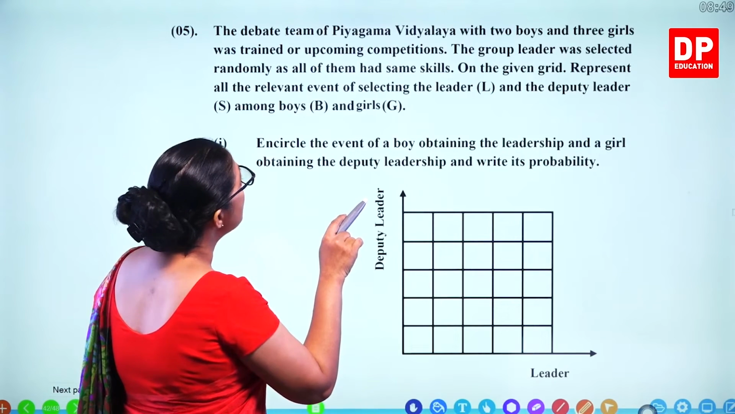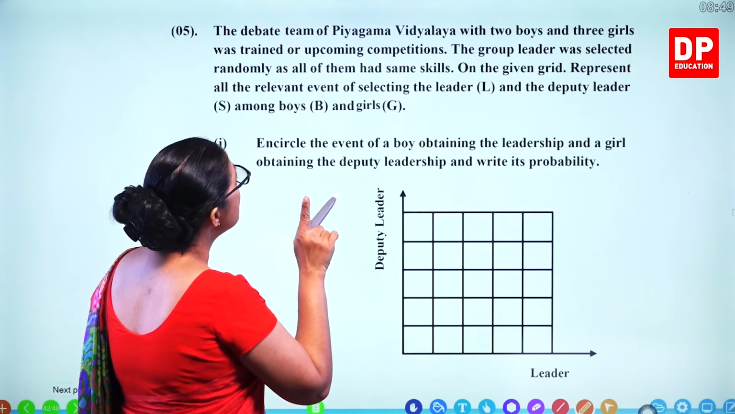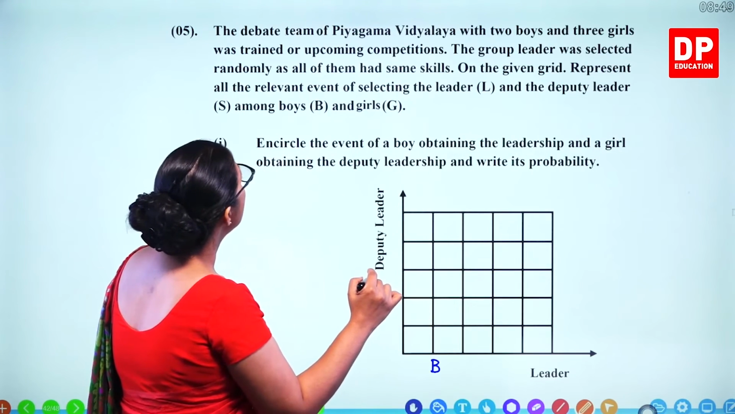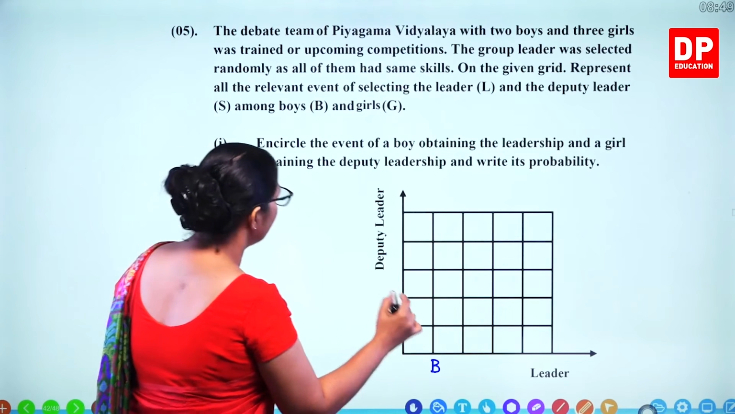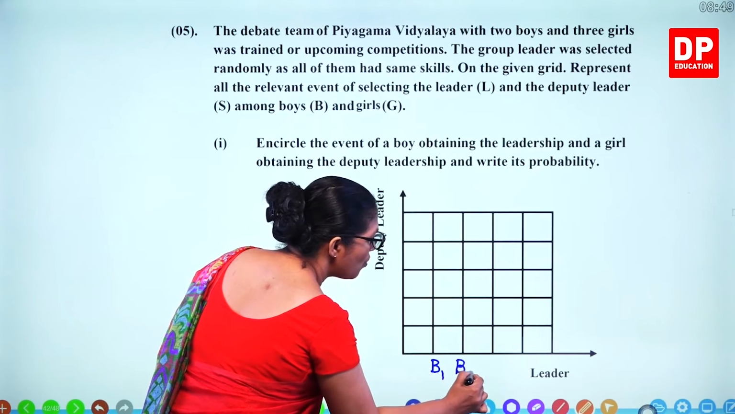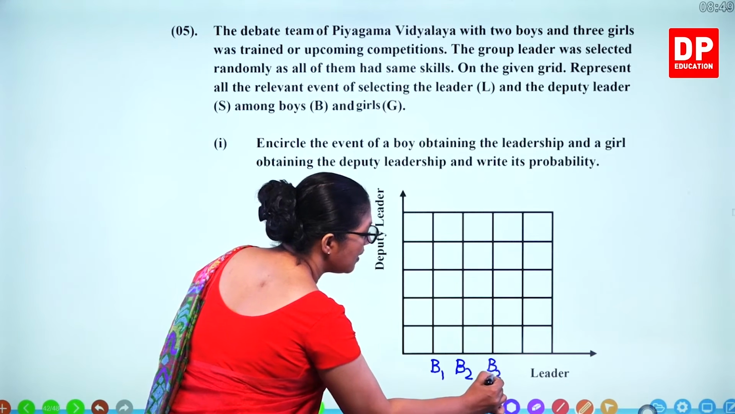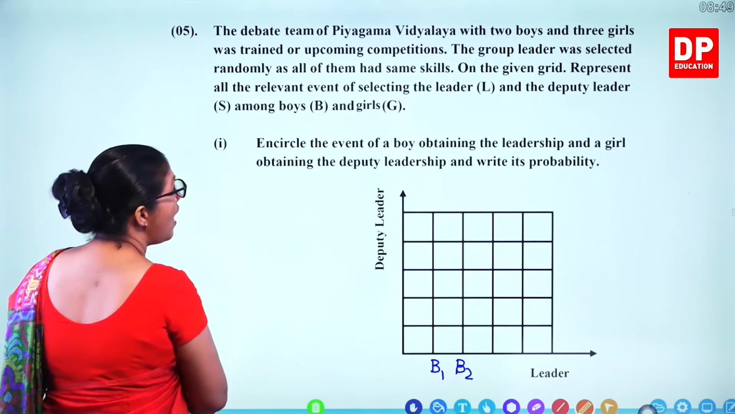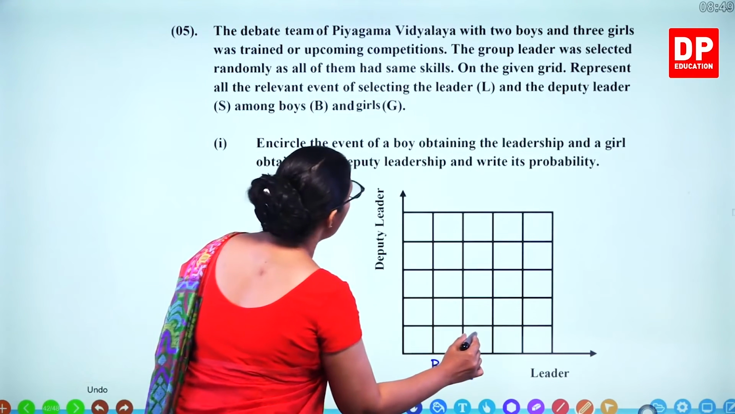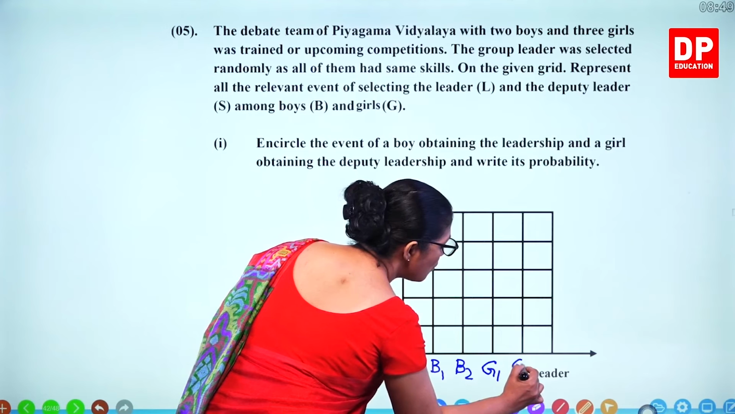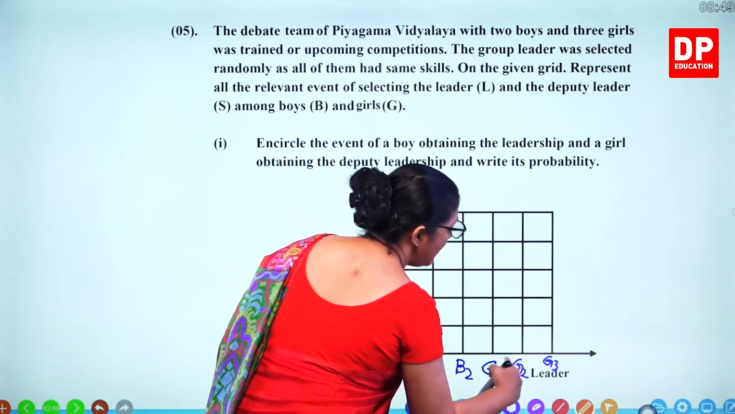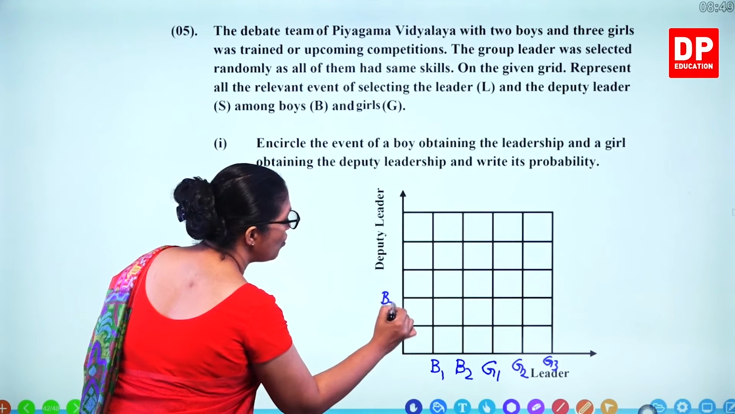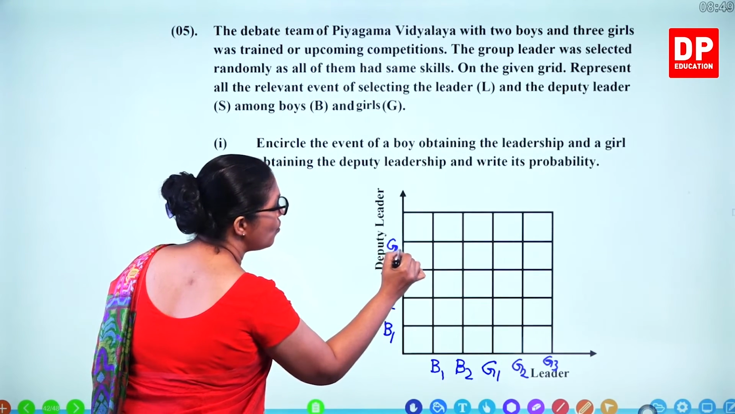Girls and boys. How many girls are there? 3 girls and 2 boys. So, B1, B2. 2 boys, so that means B1, B2 and 3 girls, G1, G2, G3. That's the leader selecting. So, again we can write B1, B2, G1, G2, G3.